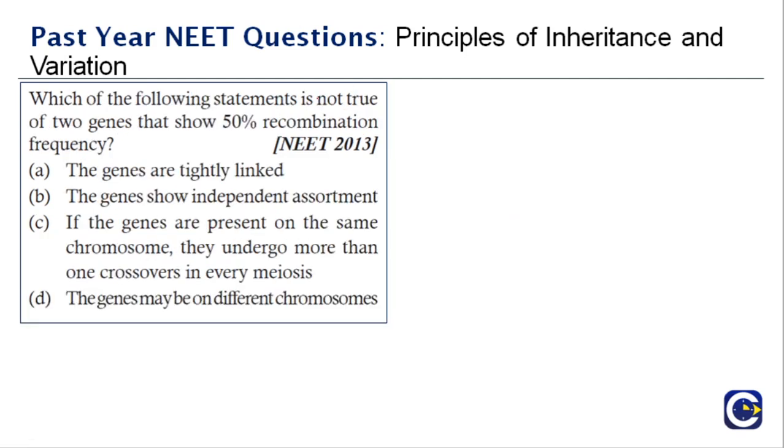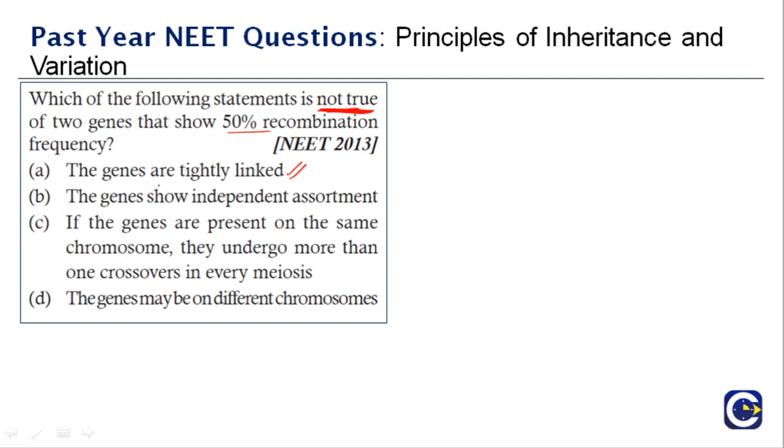Which one of the following statements is not true? Always read the question properly. It's not true of two genes that show 50% recombination frequency: the genes are tightly linked; the genes show independent assortment; if the genes are present on the same chromosome, they undergo more than one crossover in every meiosis; the genes may be on different chromosomes. So what is not true is that the genes are tightly linked.